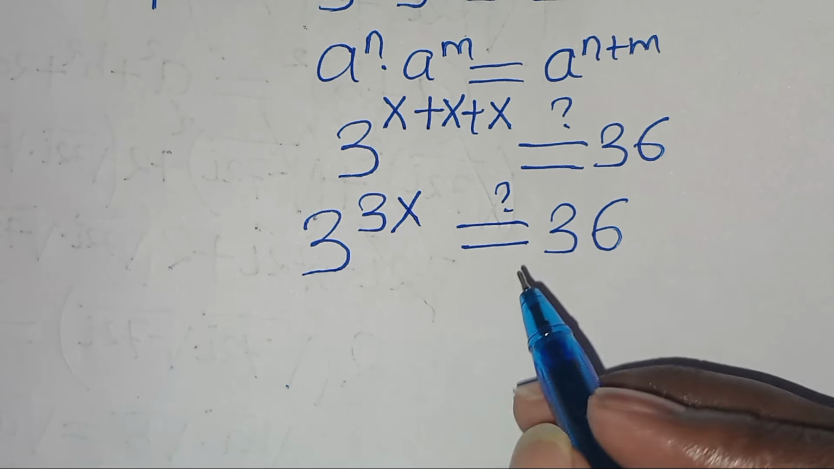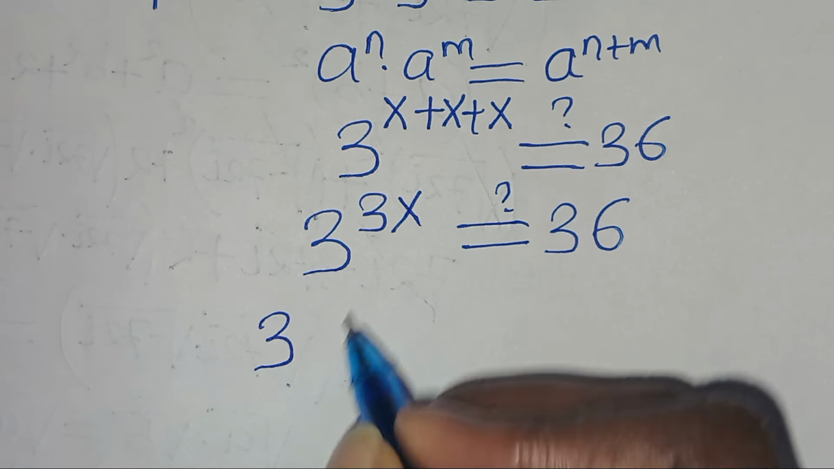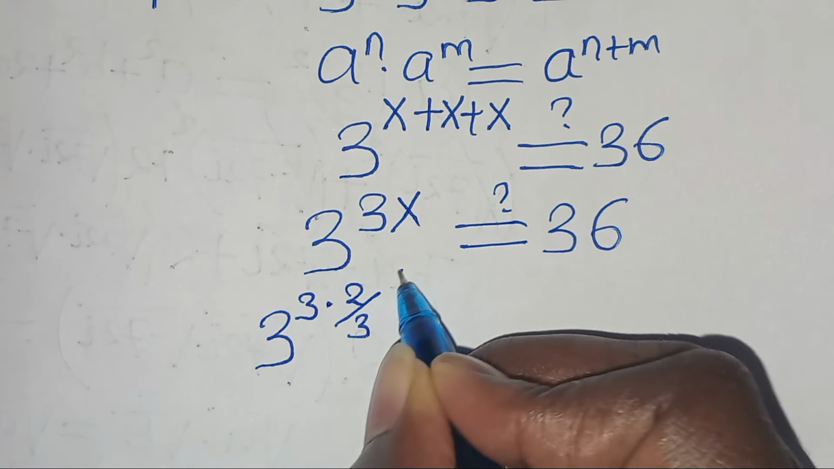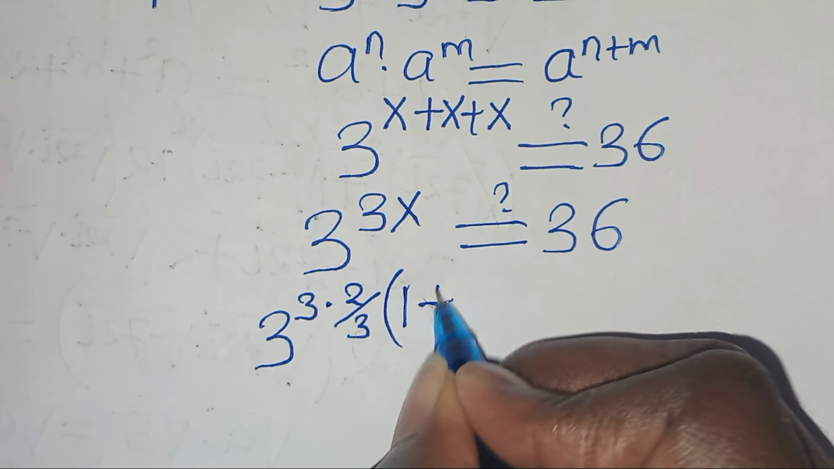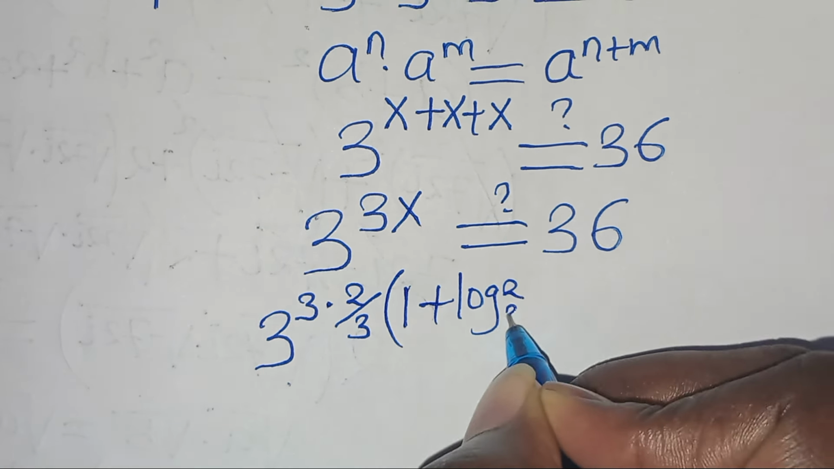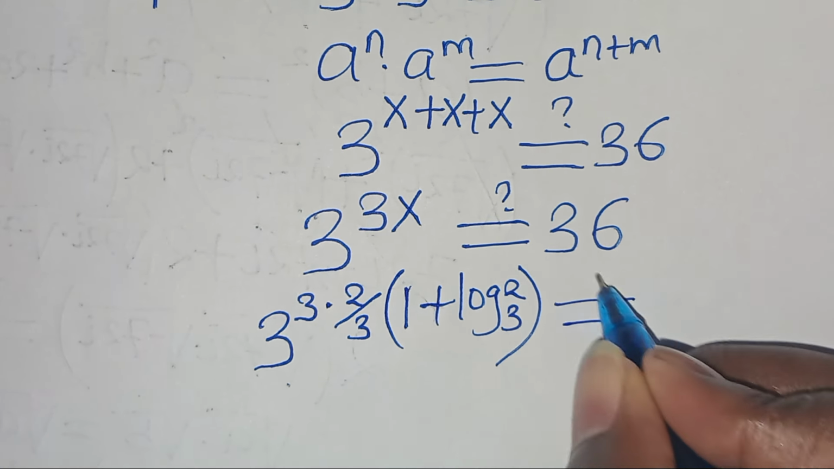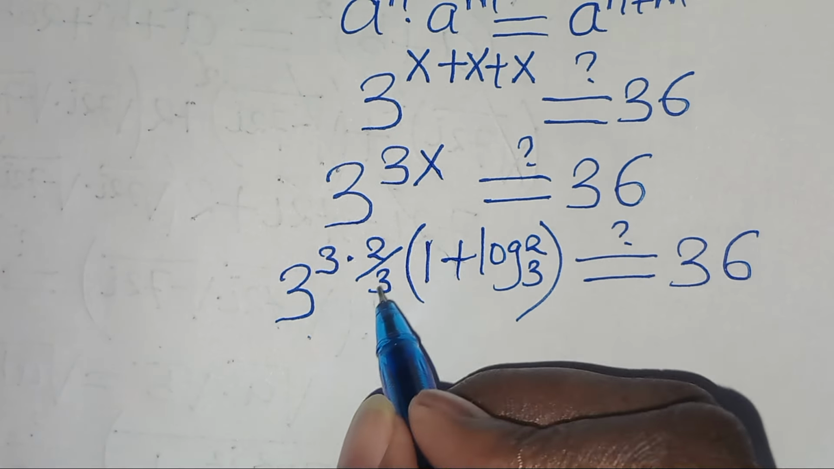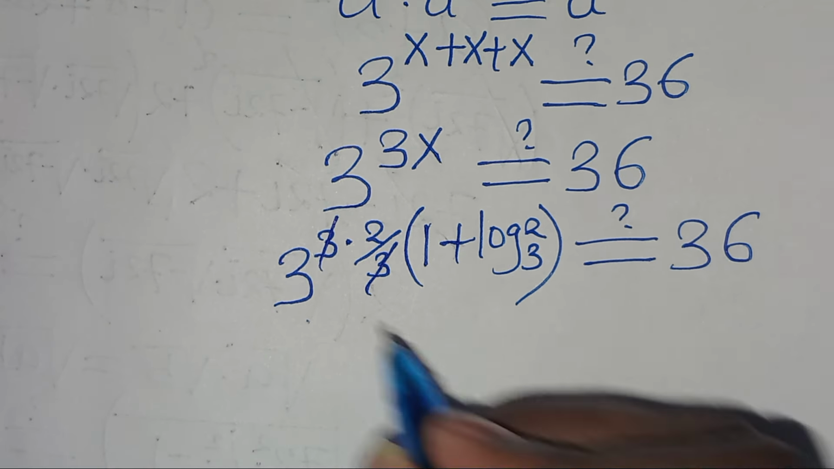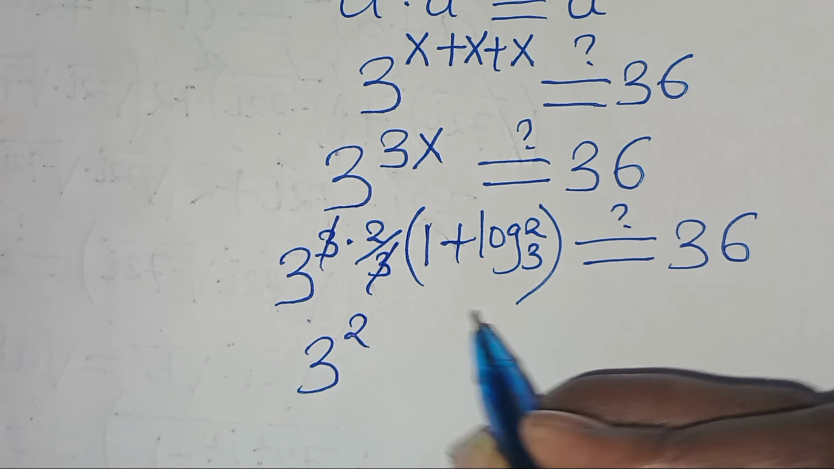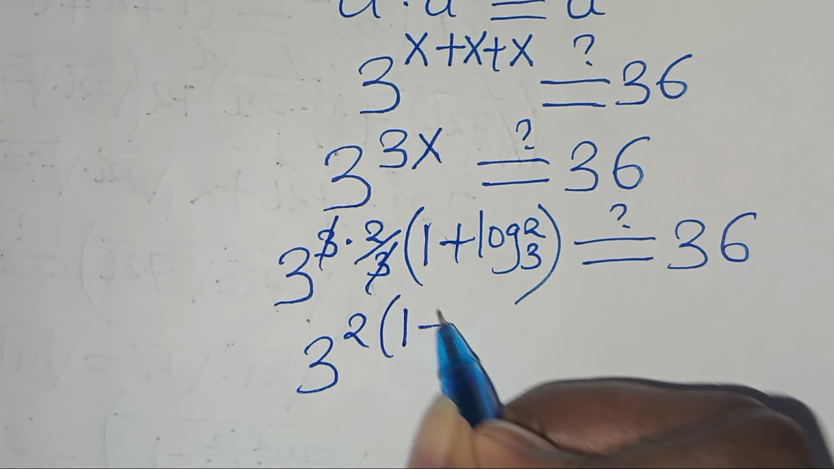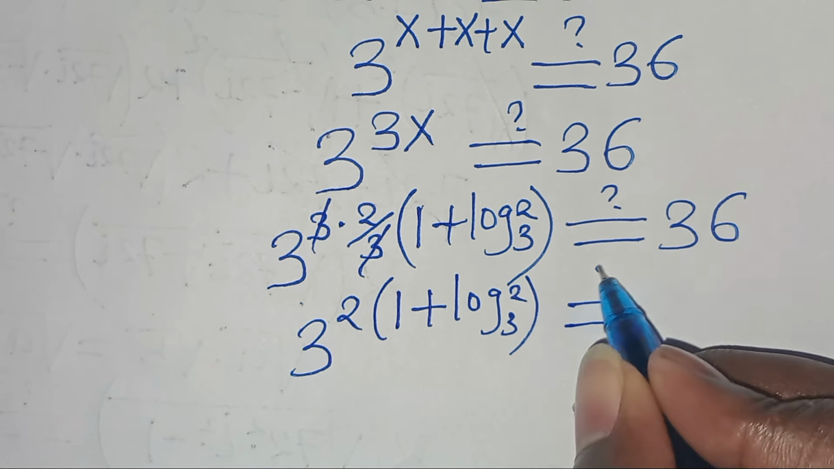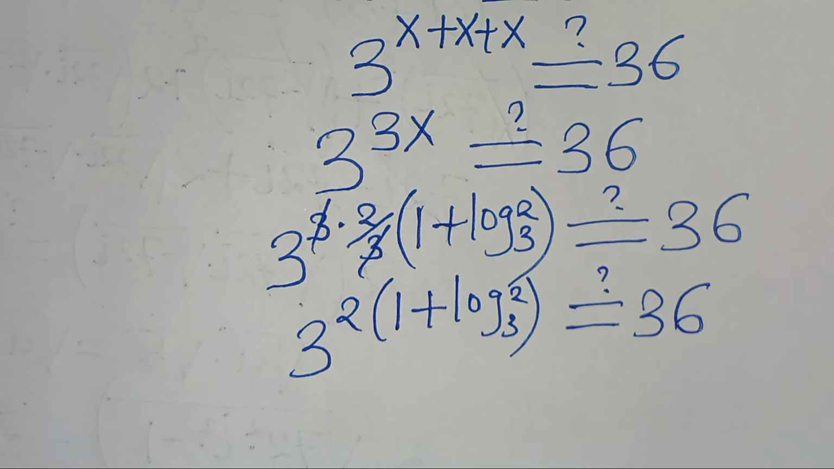Let's substitute the value of x so that we have 3 to the power of 3 multiplied by x, which is 2 over 3. Into the parentheses, we have 1 plus log 2 to base 3. This is supposed to give us a value of 36. So we can simplify here, 3 and 3 simplifies, so that we have 3 to the power of 2 into the parentheses, 1 plus log 2 to base 3. This is supposed to give us a value of 36.